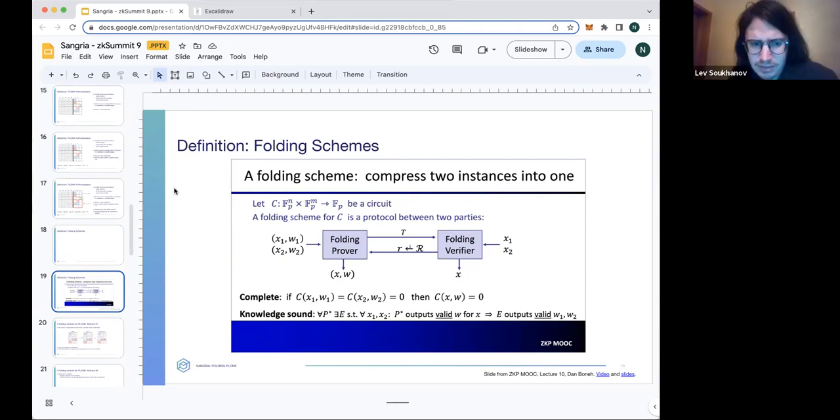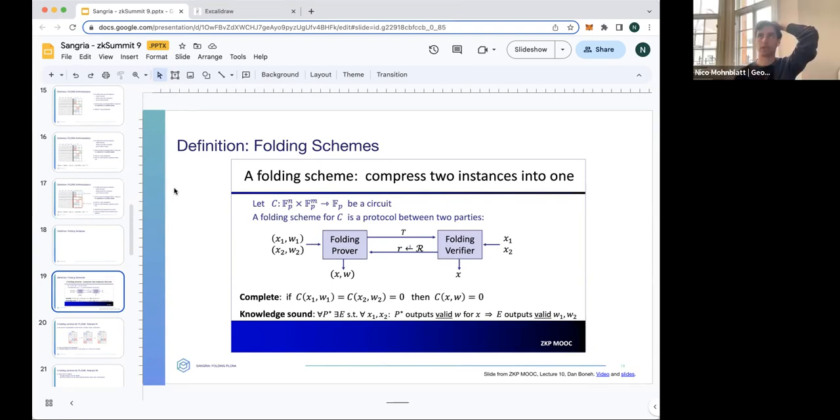I check the final system of homogeneous equations with the error term. I do exactly the same as what you do in Nova or Sangria. My point is that the particular kind of arithmetization does not matter. What really matters is that you have a system of polynomial equations and you just verify that they're satisfied. Yeah. That sounds right.